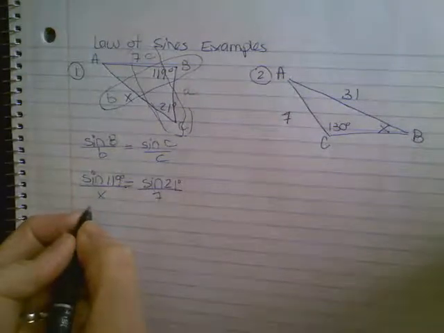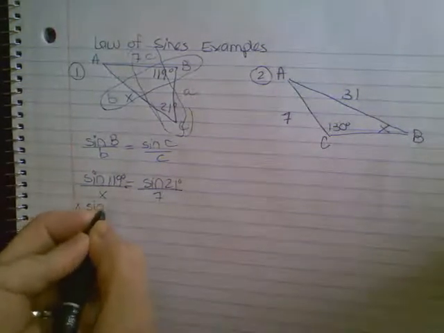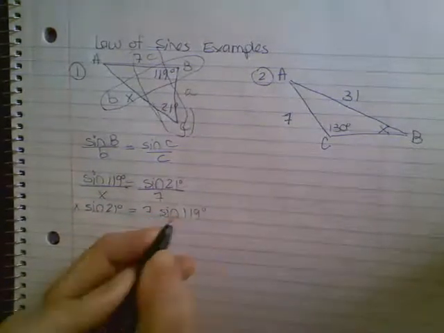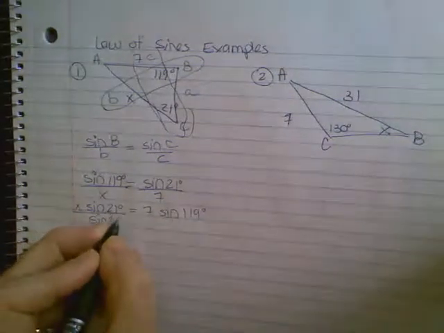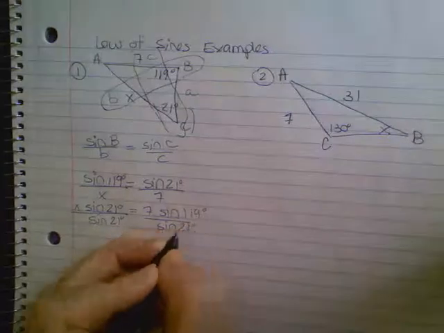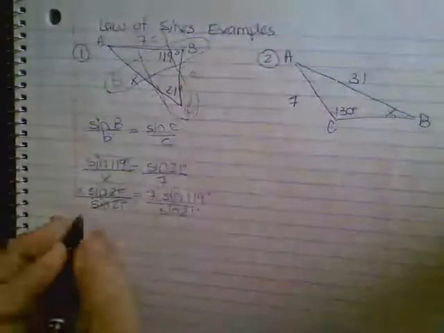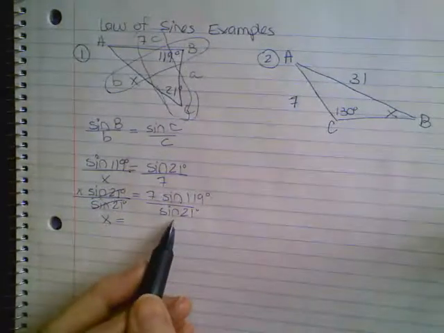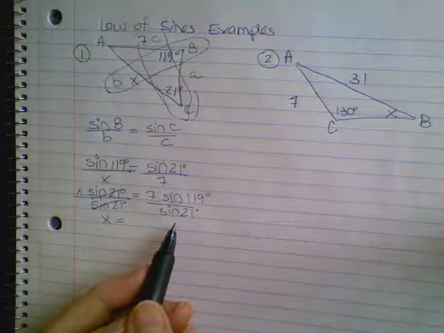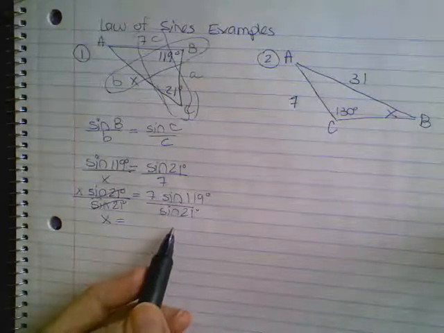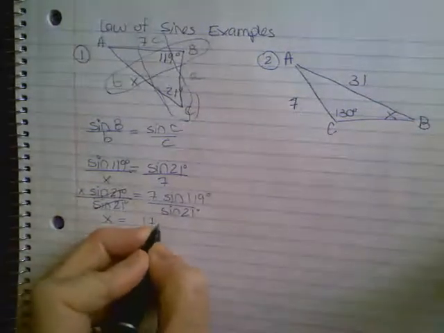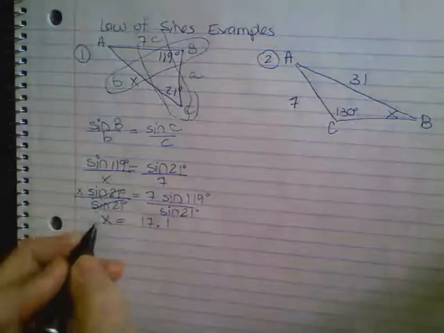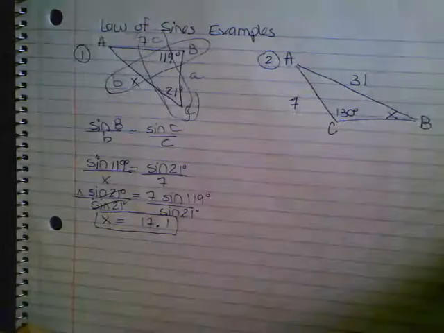So I end up with x sine 21 degrees is equal to 7 sine of 119 degrees. Divide by sine 21 degrees. So I'm going to put that in my calculator. 7 sine 119 enter, divided by sine 21, and I got 17.1. Okay, so that is the length of side x.